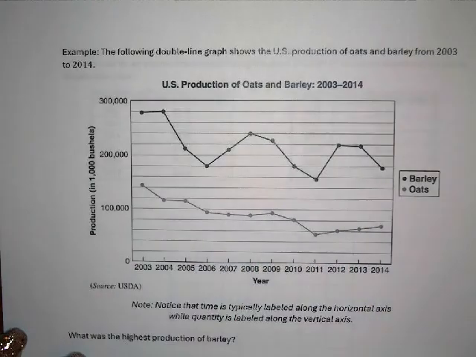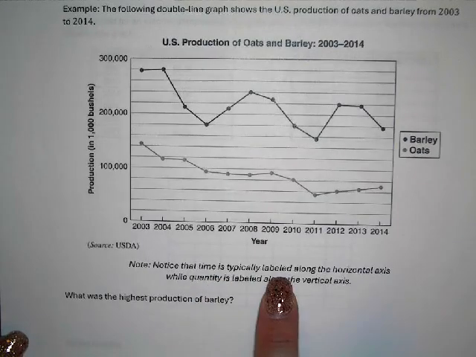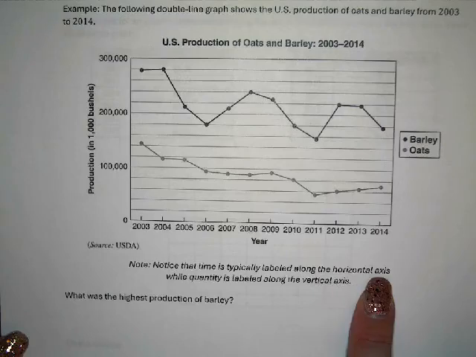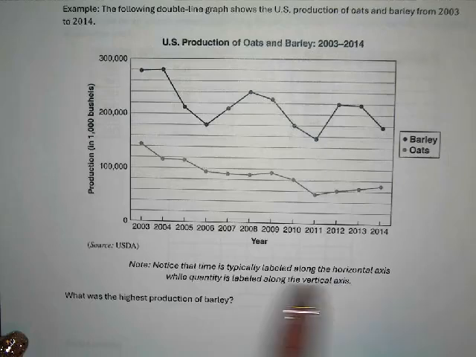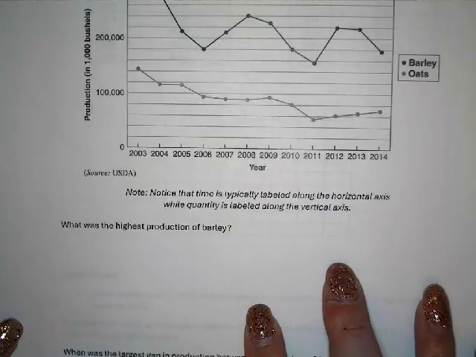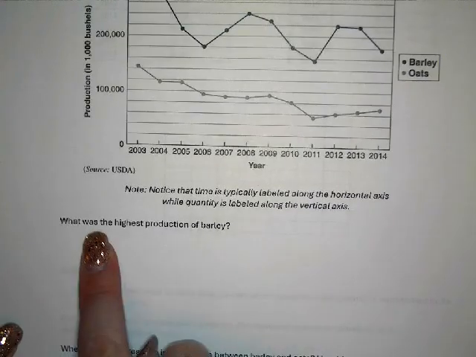It says, notice that time is typically labeled along the horizontal axis, and quantity, or the number of something, is labeled along the vertical axis. So that's just typical for these graphs. It doesn't mean they're wrong if they're not drawn that way, it's just typical. So what was the highest production of barley? So barley is the dark line, oats is the lighter line.